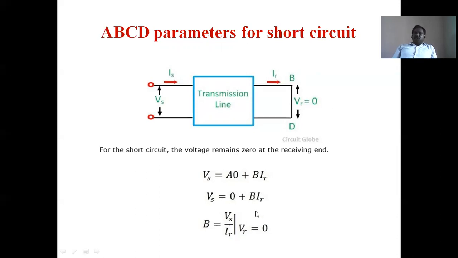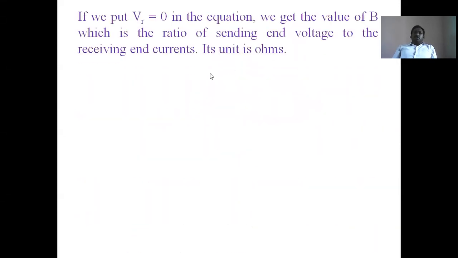That means B is the ratio of sending end voltage to the receiving end current, which has dimensions, not dimensionless, because the unit of Vs is volt and of IR is ampere. That means volt per ampere, V by I, ohms. The unit of B is ohms.